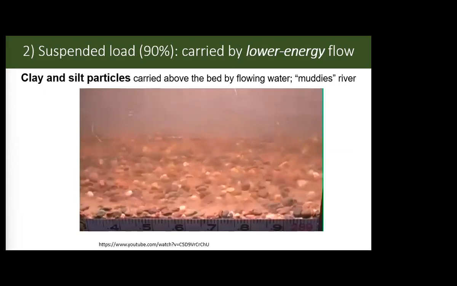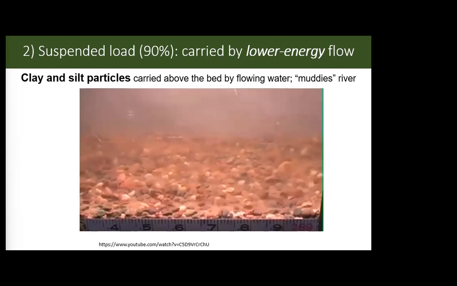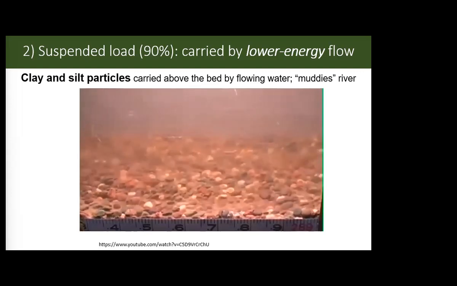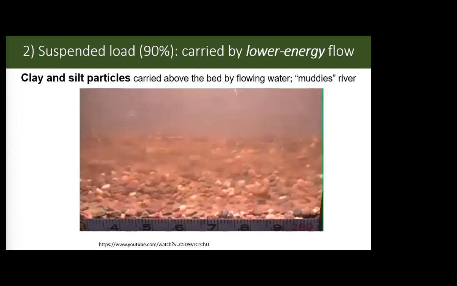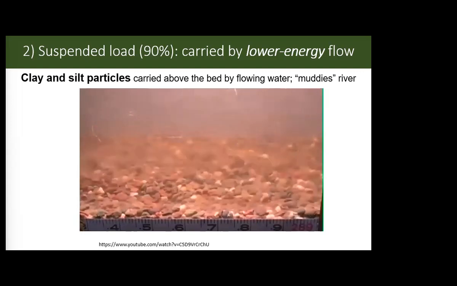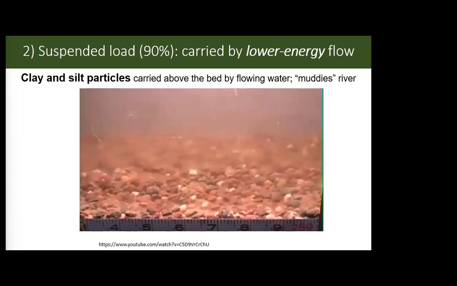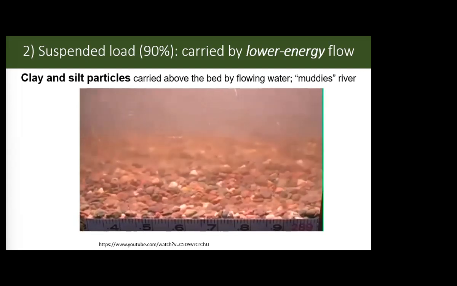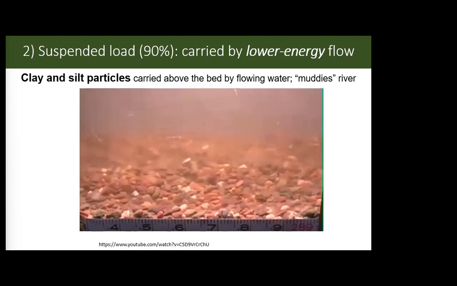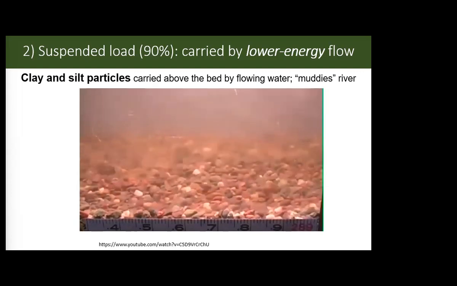So now we're getting into suspended load. This is the largest portion of the load. Now it's hard to see with this video, but you can see how cloudy the water is. This is done in a lab, so the water they're using is tap water. You should be able to see through it. Because it's so muddy, all of that mass at the top is the suspended load. All the clay and silt particles, they're carried by the flowing water. Because they're so small, they're going to stay in suspension for longer periods of time.